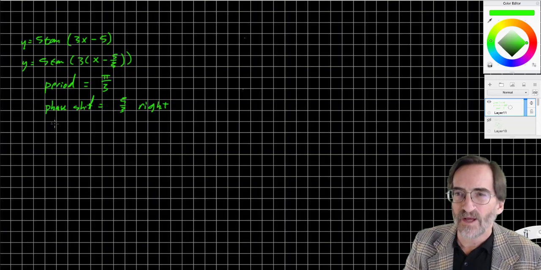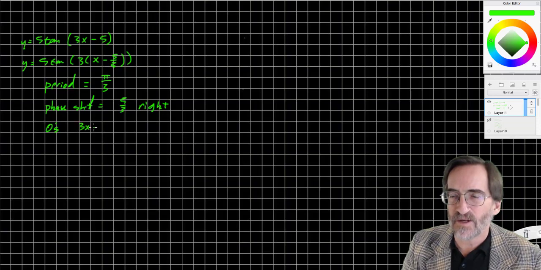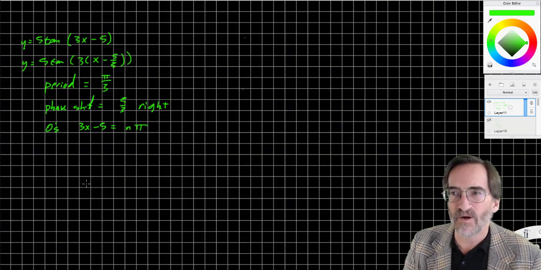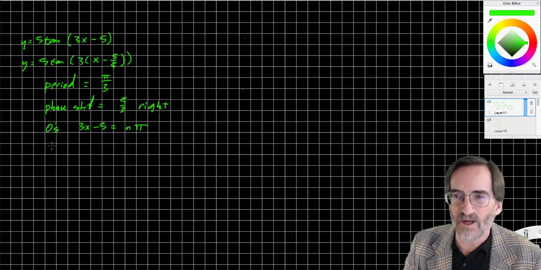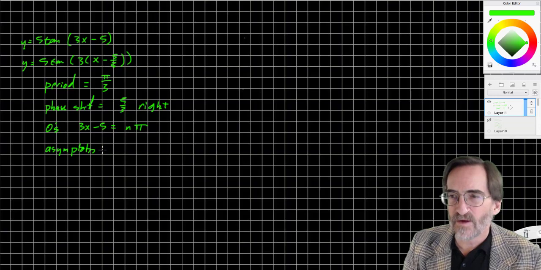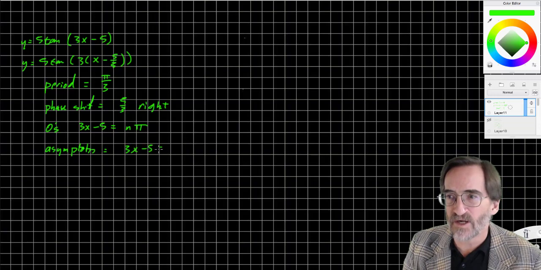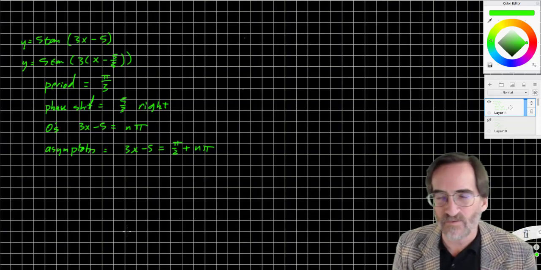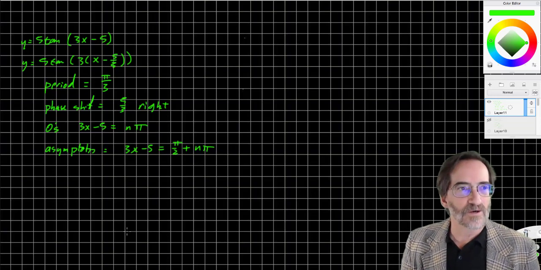Okay, and zeros occur wherever 3x minus 5 equals n pi, for tangent it occurs at multiples of pi. I'm going to leave it like that. The asymptotes occur at multiples of pi over 2 plus multiples of pi. So where is 3x minus 5 equal to pi over 2 plus n pi? Okay, and we would solve for x and get results that way. Okay, so hopefully that makes sense.